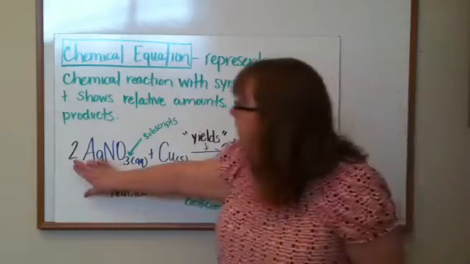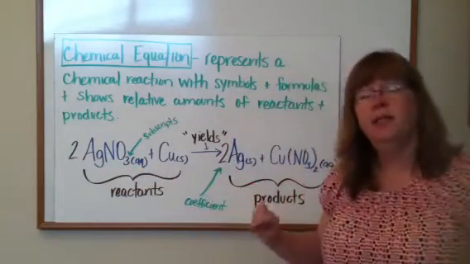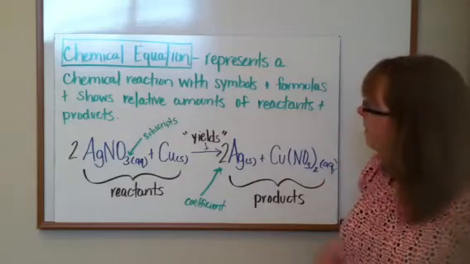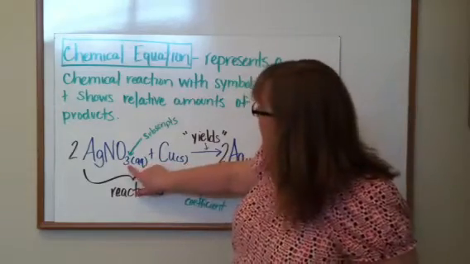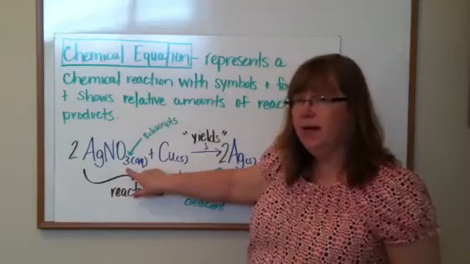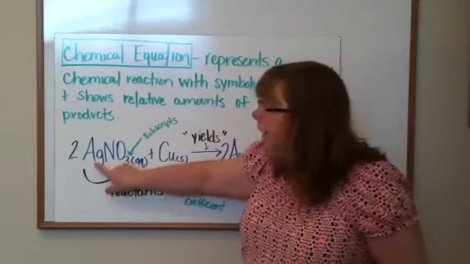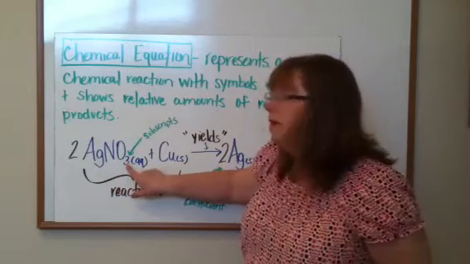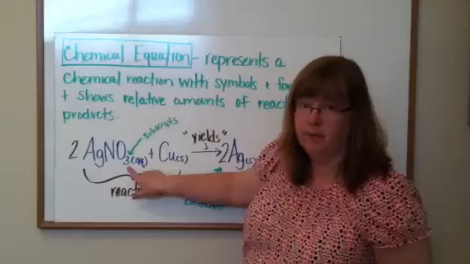So these are coefficients, and you're going to learn how to put these coefficients into a chemical reaction to balance it. The numbers down here are subscripts, and you cannot change those when you're writing an equation. You learned how to write silver nitrate, it's AgNO3, so you're not going to ever change your subscripts.